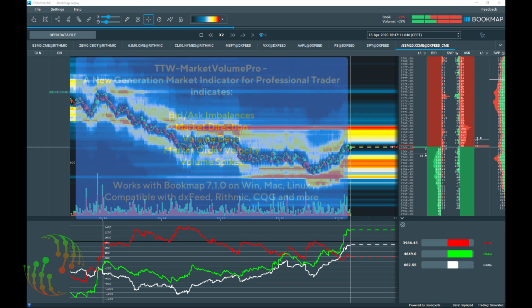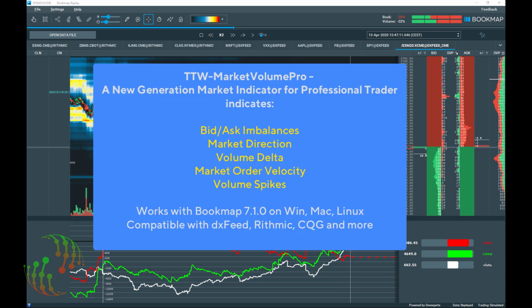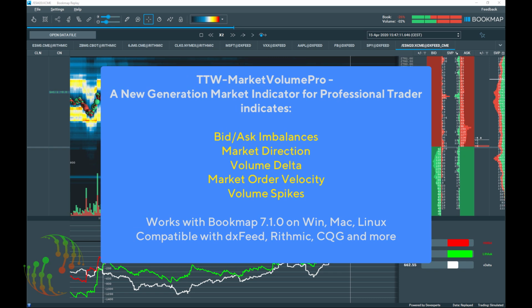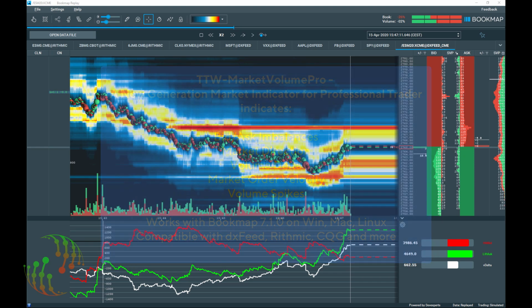This is the general usage of the TTW Market Volume Pro indicator for dxFeed as well as for Rithmic and SecuG. It calculates and plots every incoming market buy order data information and gives us a reliable indication of what our traded market is currently doing and what it intends to do. TTW Market Volume Pro works with all liquid instruments and shares as well. It works with dxFeed, Rithmic, SecuG, IQFeed, and so on.